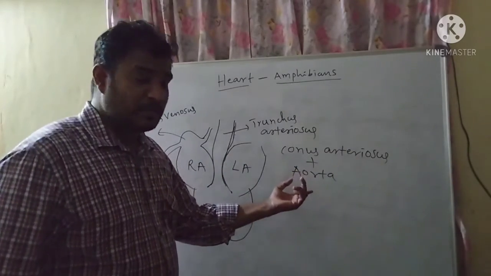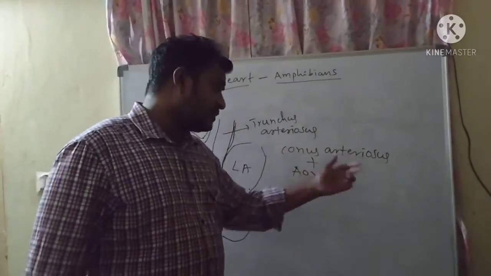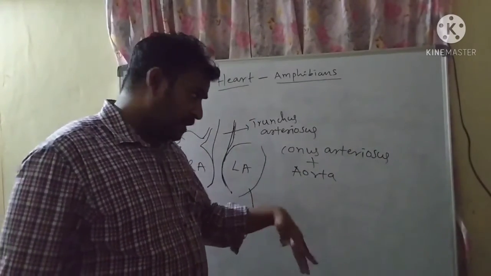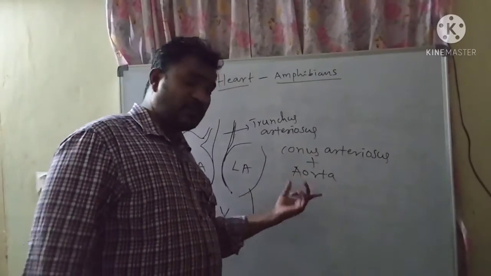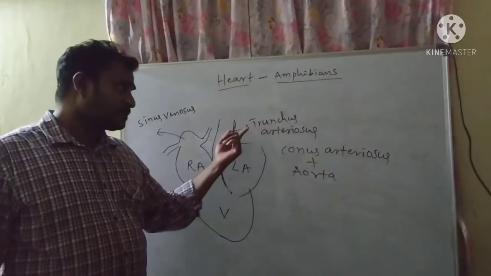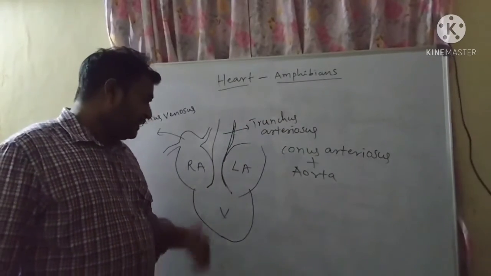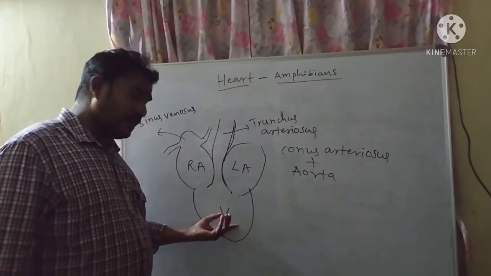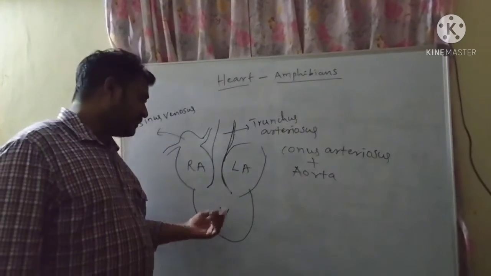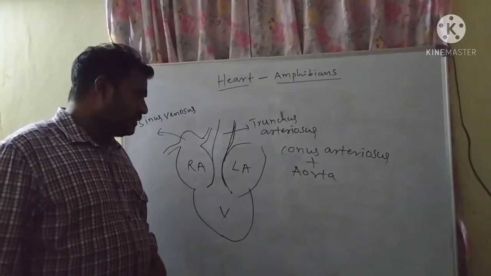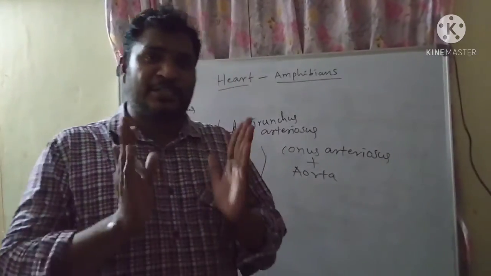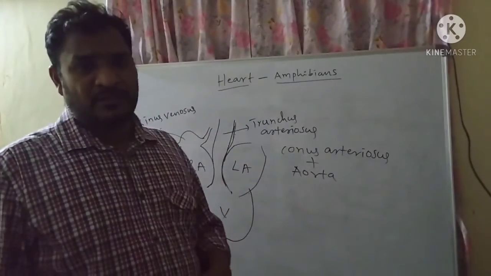When you observe the heart of the fishes, the conus arteriosus and aorta are separated from each other. But when you move from the fishes to amphibians, the conus arteriosus and aorta are united together. They form a single branch, called truncus arteriosus. This truncus arteriosus carries the mixed blood from the ventricle to all body parts. So especially among the amphibians, mixed blood is passed through the heart.